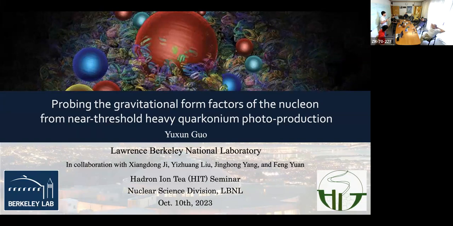And he's a member of the quark tomography collaboration. And part of today's work is related to the goals of this collaboration. And so he's going to tell us about gravitational form factors through near threshold heavy proton reproduction.